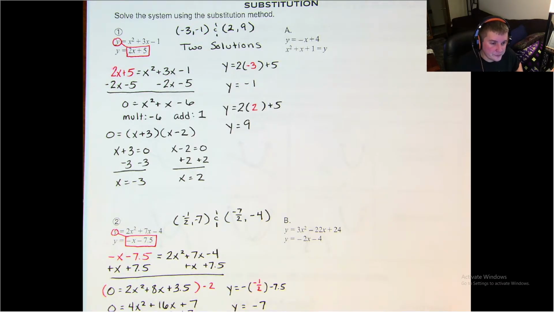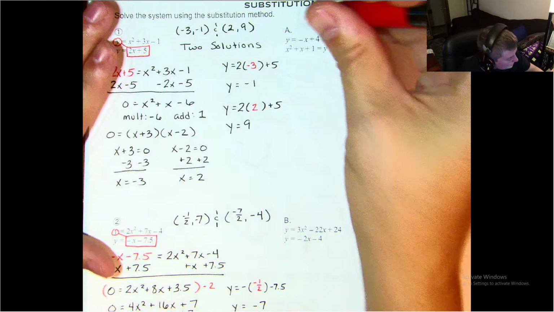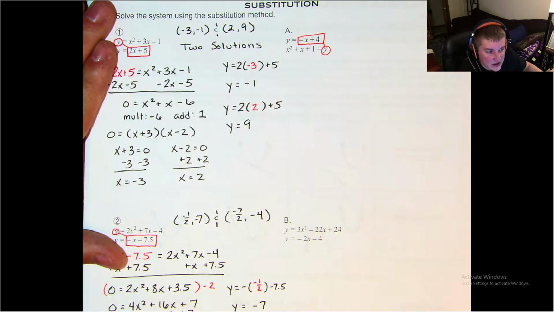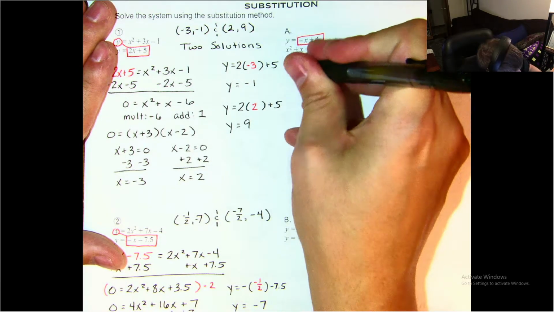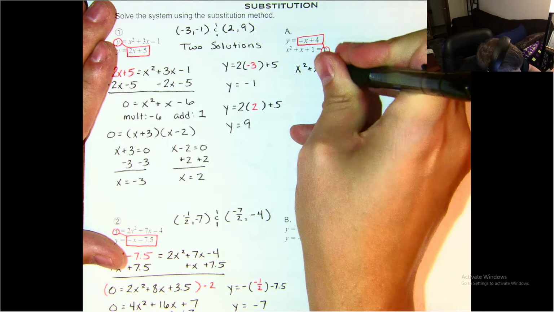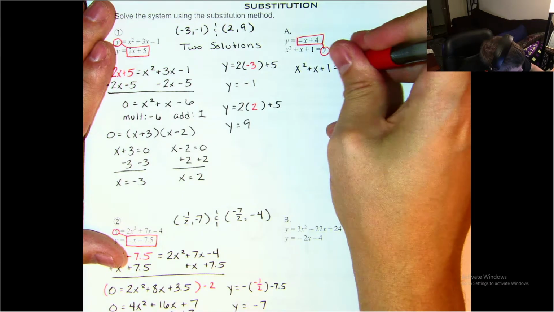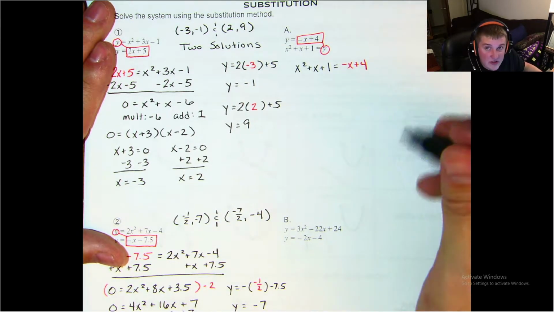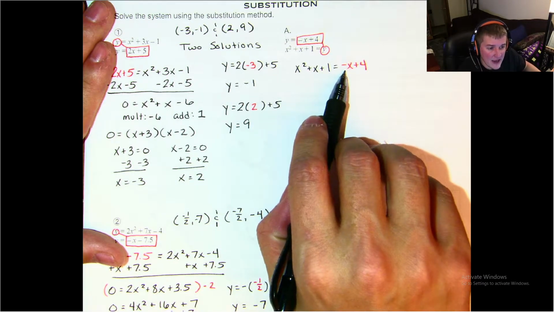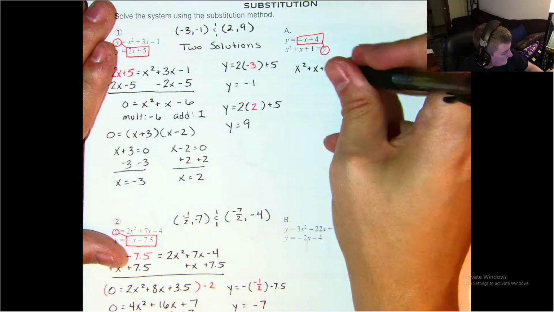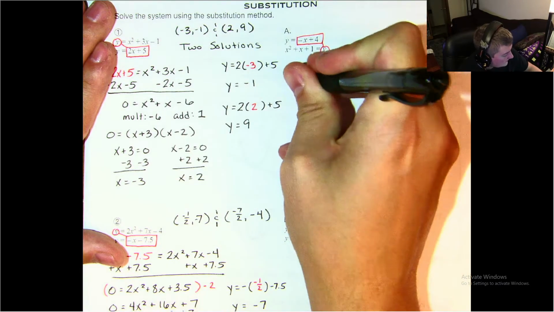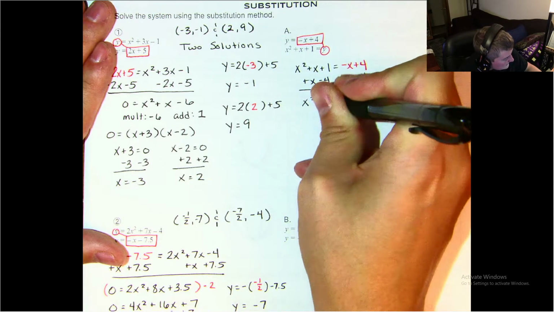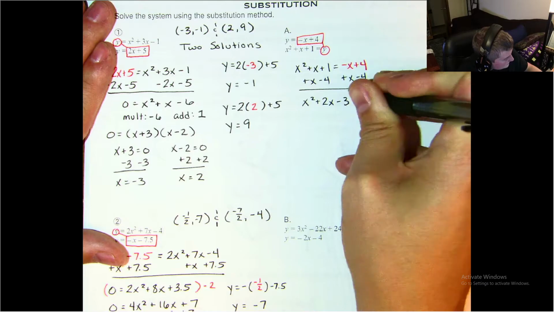So here, assuming that you're here to check to see how you did, I'm going to take what y is equal to and replace it in the other equation. So I'm going to get x squared plus x plus 1 is equal to negative x plus 4, or the opposite of x plus 4. Then I want to have this set equal to 0, so I'm going to accomplish that by adding x and subtracting 4. So now I get x squared plus 2x minus 3 is equal to 0.